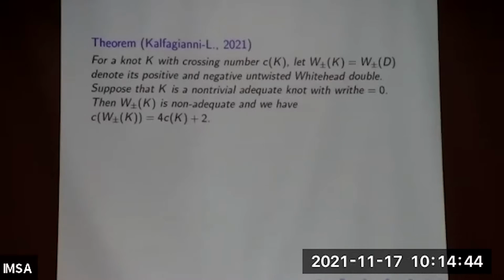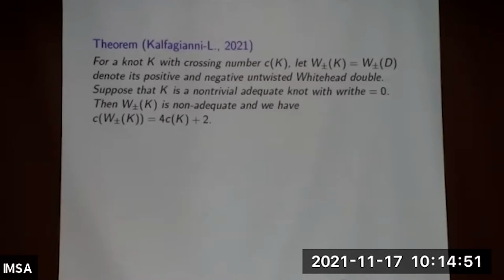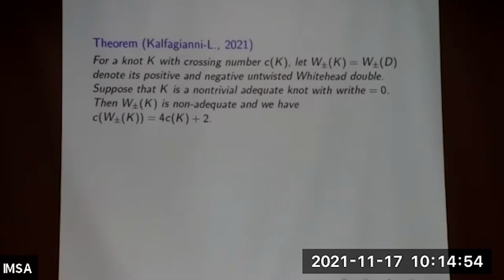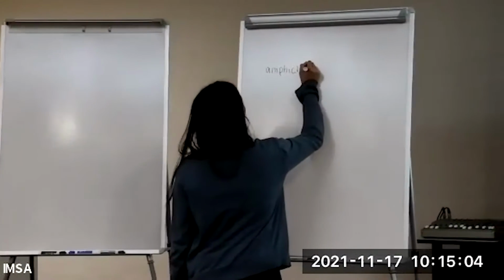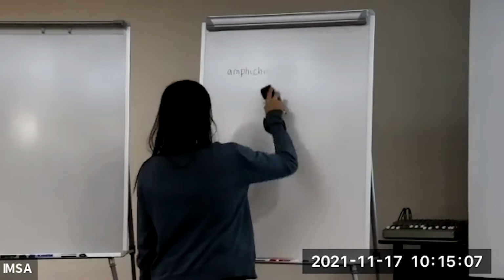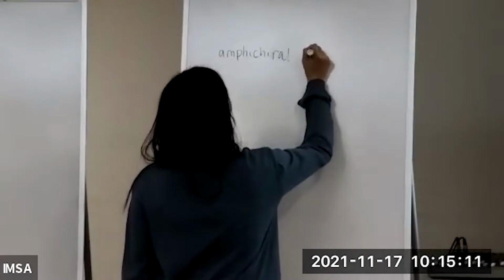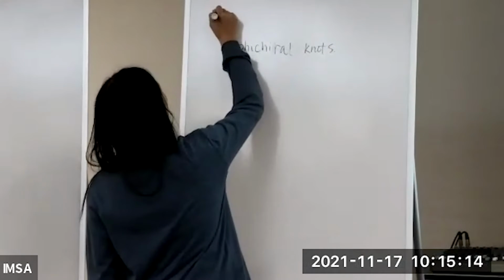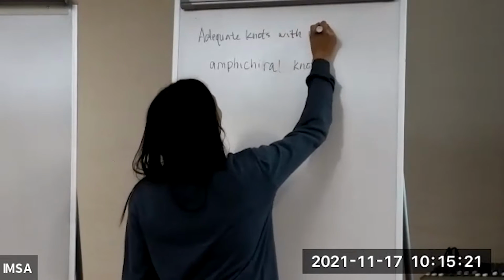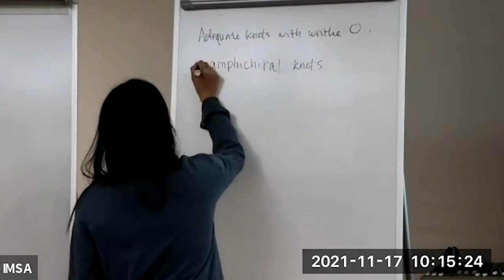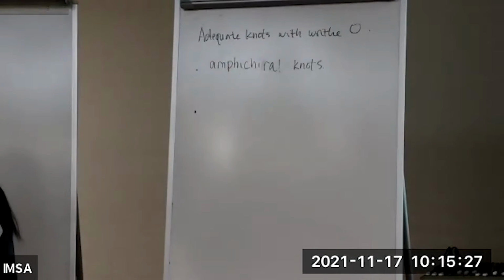The other thing I would like to say is how do you get lots of knots that have this property? Well, anti-parallels have this property. For example, there is an anti-parallel knot with rho equal to 0. So examples are things like Montesinos knots. So we're looking for adequate knots with rho 0. Another way to build such a knot is by taking the connected sum of an adequate knot with rho 0.